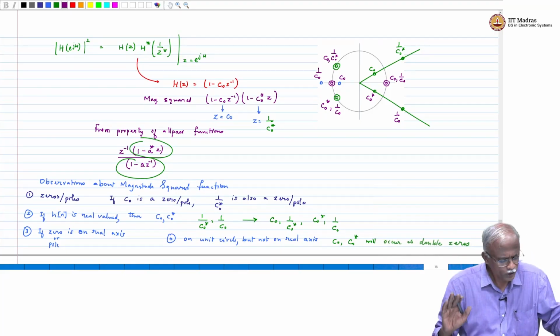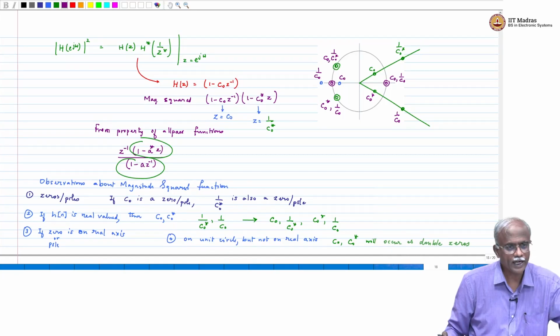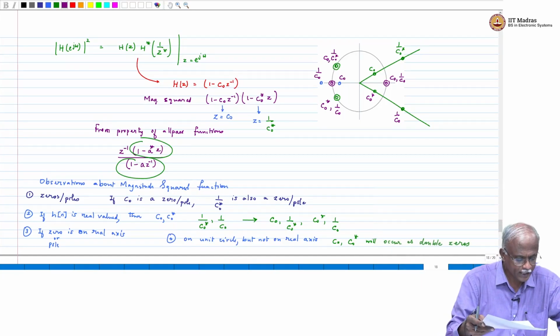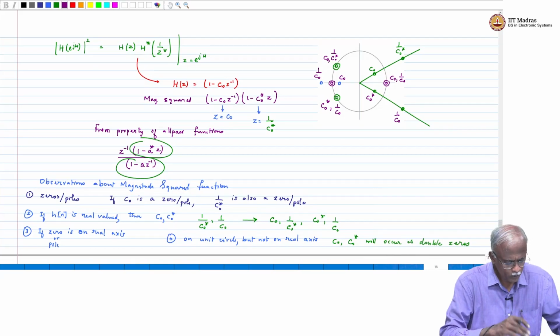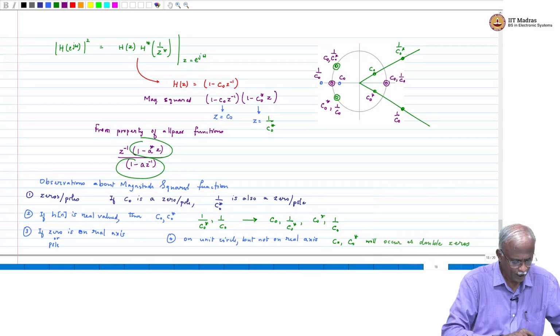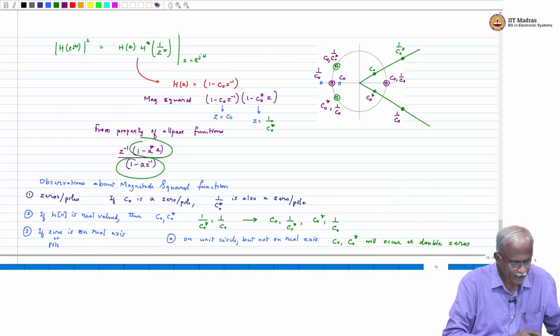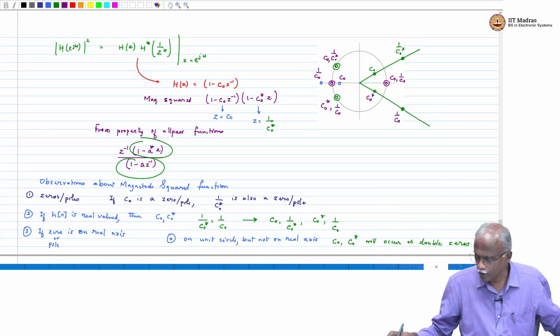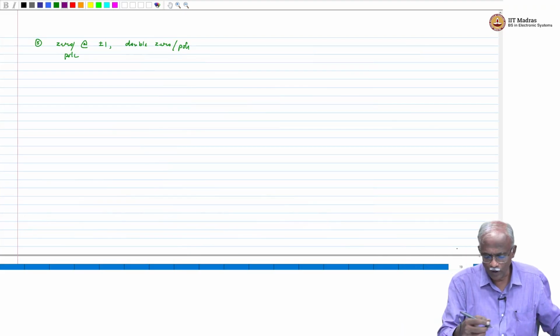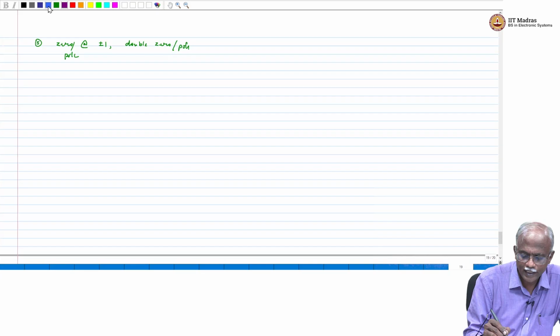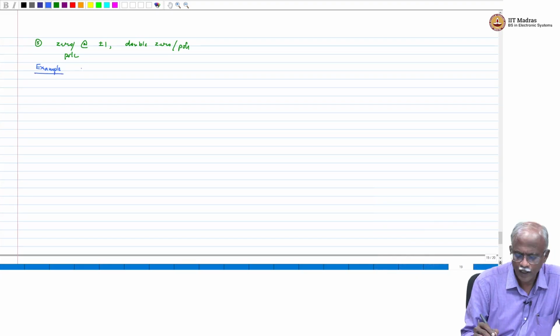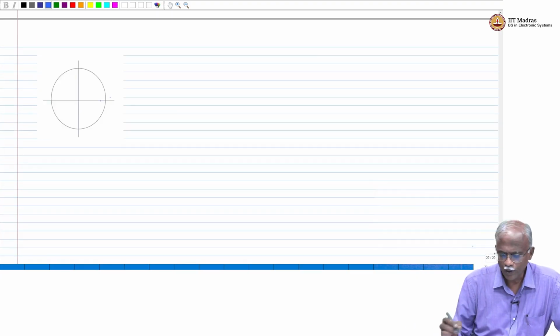So the magnitude squared transfer function has got a very unique, very distinct set of properties, and we want to be able to understand and capture what the implications are. Now, why did we spend so much time on this particular aspect? Let me explain it in the form of an example. We have an example here where I'm going to give you the pole zero plot.